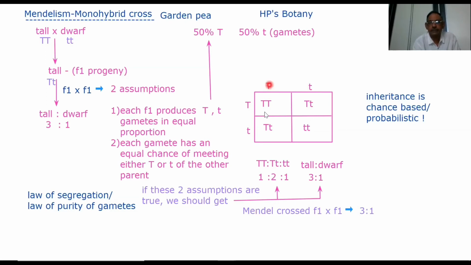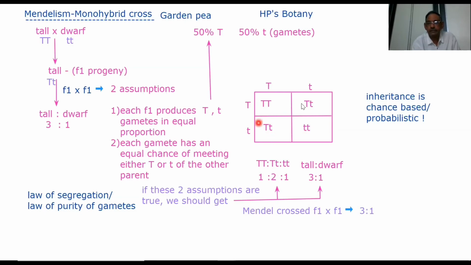If these two meet, we get homozygous tall. If these two meet, we get heterozygous tall ones. If these two meet, we get heterozygous tall once again. And if these two meet, we get a recessive dwarf progeny. Now, the ratio in which these progeny will appear is 3:1, 3 tall and 1 dwarf.